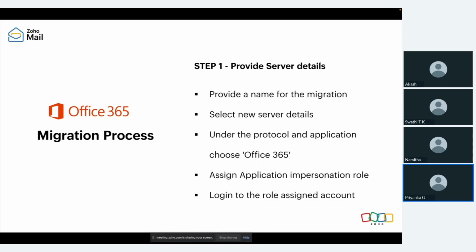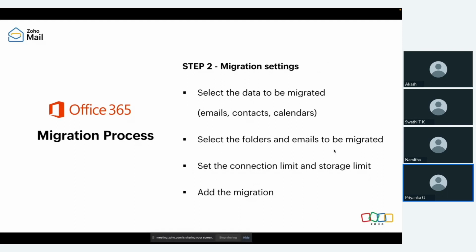And then you have the basic settings that you do. That is, select the data to be migrated, the folders and emails to be migrated, the connection limit, storage limit, and add migration. And finally, you will import the user, start the migration, and you will be able to also access the status of the migration. So let me show you how this is done.